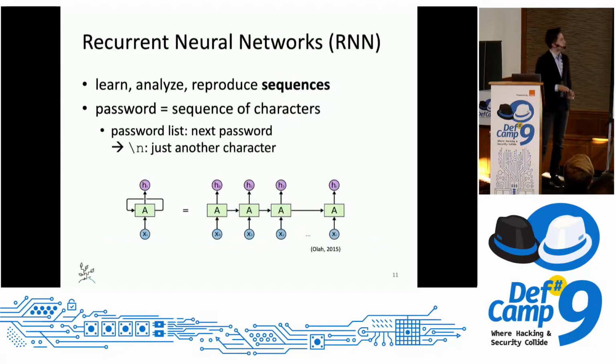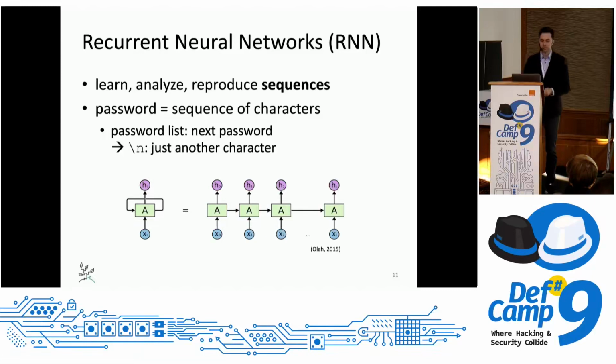There is a specific kind of neural networks called recurrent neural networks, or RNNs. That's basically several neural networks that are able to analyze and generate sequences. And the password is nothing else than a sequence of characters. So for instance, it predicts the next character in a given sequence. And after that, it predicts the next character, and the next, and the next. And then you get a password, for instance. And a password list is also nothing else than a sequence of characters. It's just passwords are separated by a new line character.